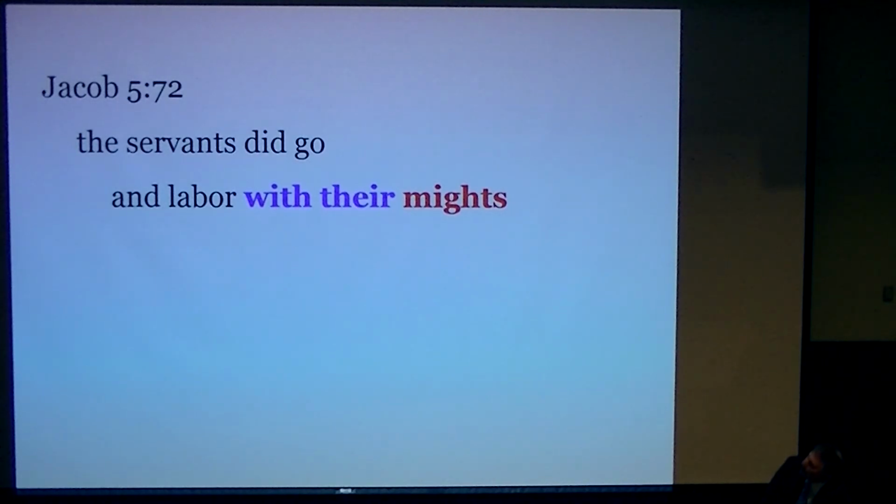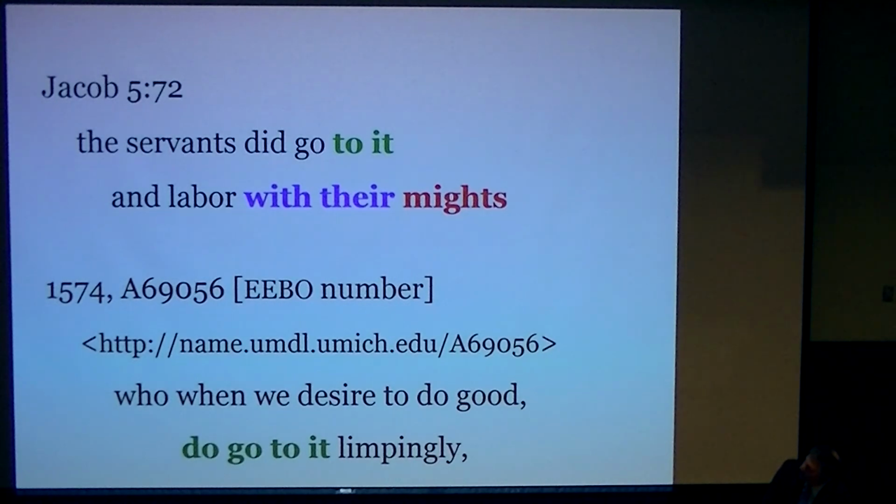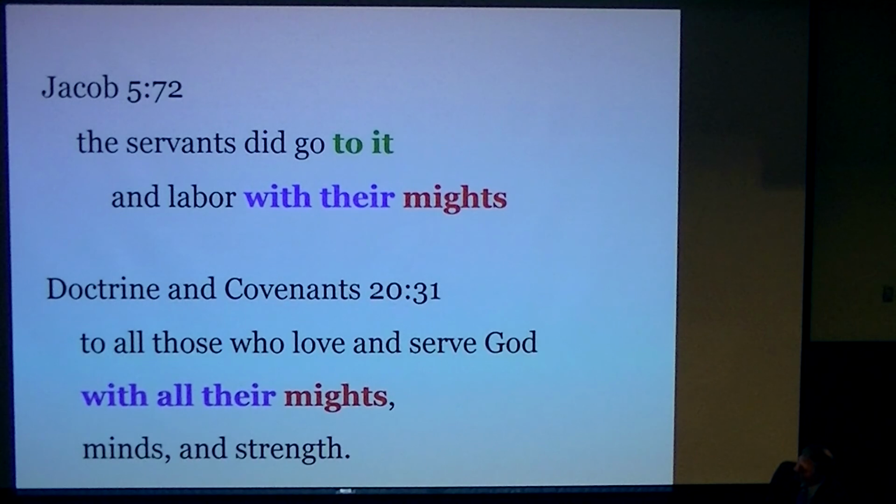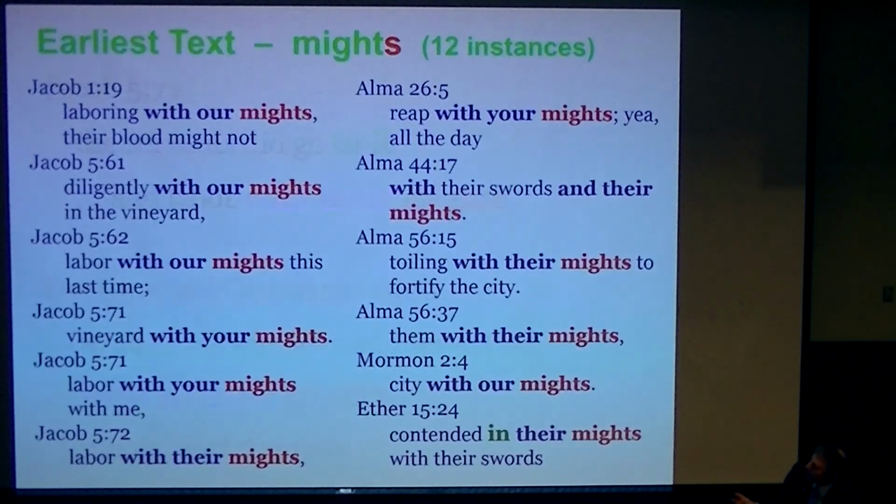The servants did go and labor with their mights is how it looks in the earliest text. In the current text, the earliest text has did go to it. That was edited out, but that was one instance of mights that the editor's eye missed. Here's do go to it from 1574, a translation of Calvin. That looks a lot like did go to it. Here's one instance in the Doctrine and Covenants where we have with all their mights. That's the one that remains there, and there were others in earlier versions.